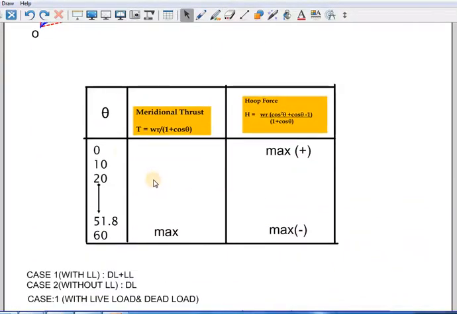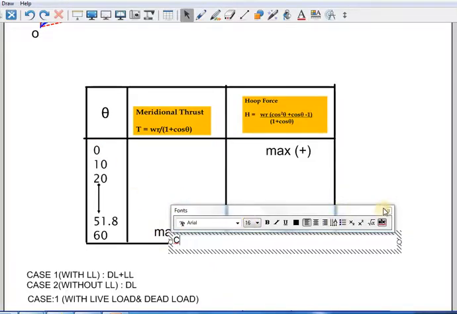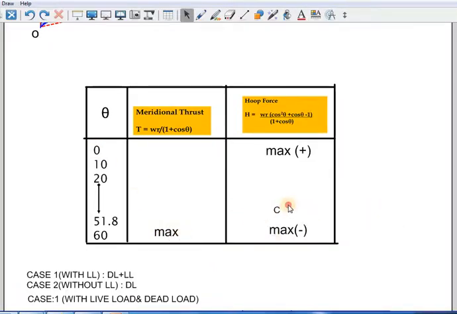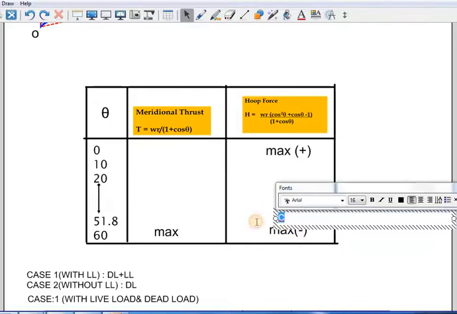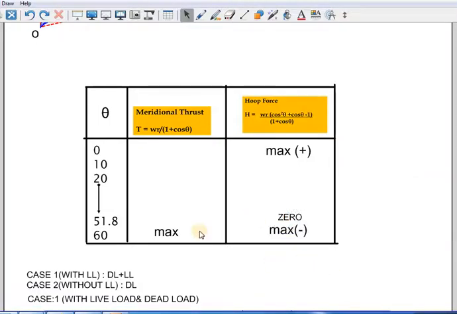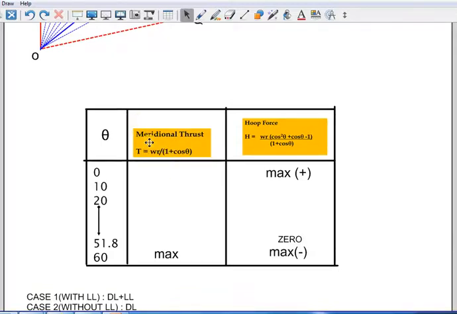So to get an idea, you will do it like this. You will make a column like this. First column 0, 10, because you can take an interval of 10 degrees: 0, 10, 20, up to 51.8. Why 51.8? Because at 51.8 your H will be 0. Your H value will be 0 here. Okay, so you will be making a table like this.